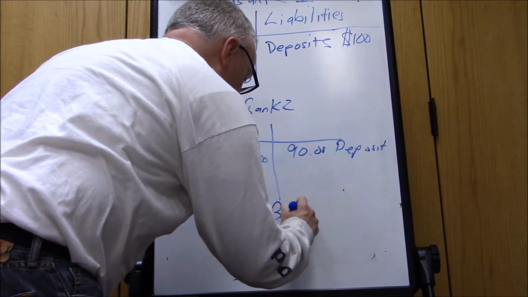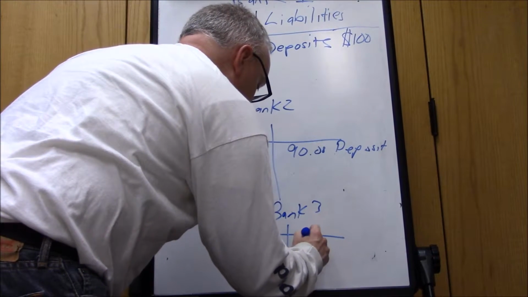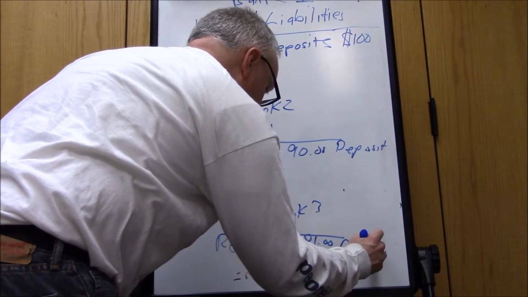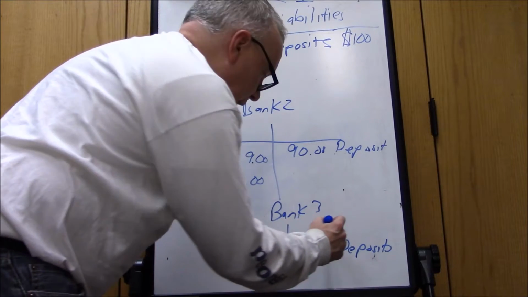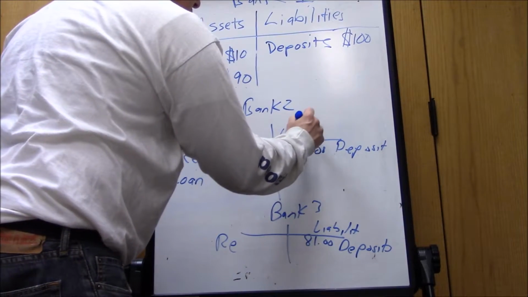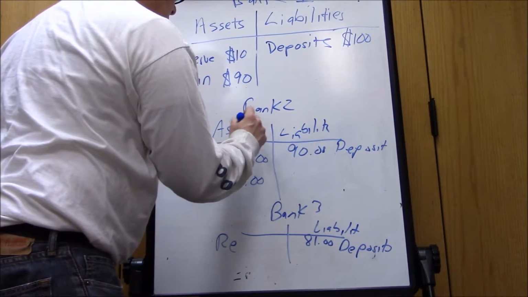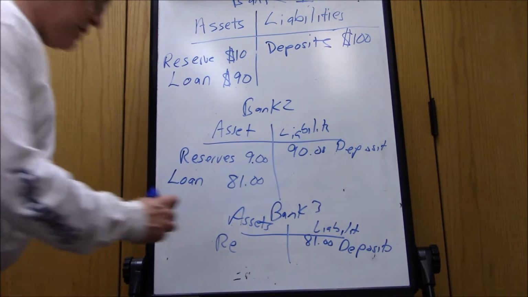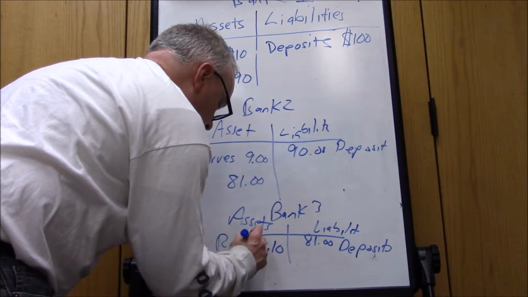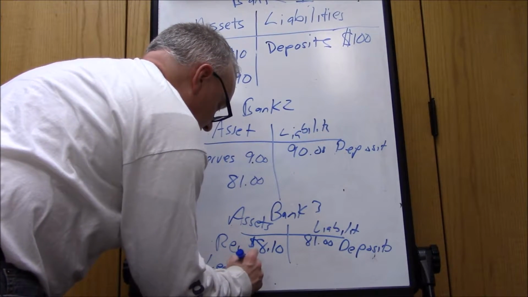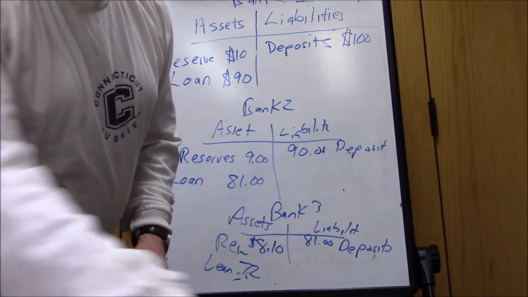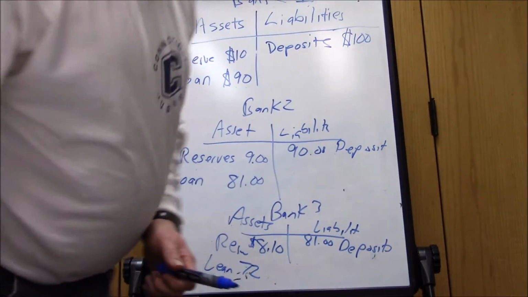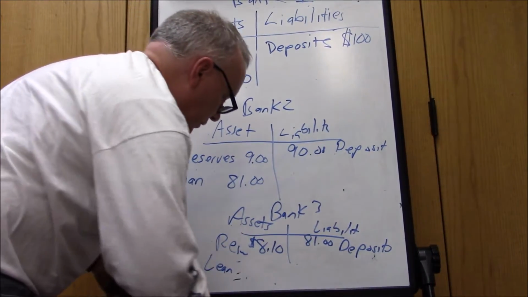So bank 3 is going to get an $81 deposit. These are the deposits over here. This is the liability side of the bank balance sheet. This is the asset side. So bank 3 is going to take the $81 deposit, hold $8.10 in reserves, and then loan out the $71.90.